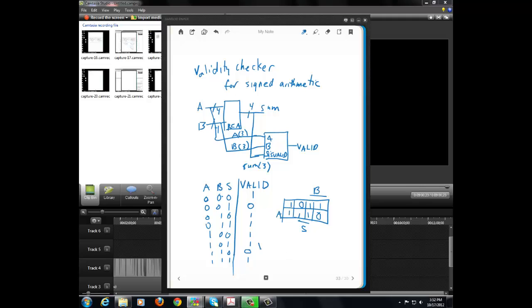So now we could say valid is equal to, well, we got this grouping, which is B naught S naught, or this grouping, which is AS, or this grouping, which is B A naught. So there you go. We've just created a circuit that will tell us if our result is valid or not for the signed arithmetic.